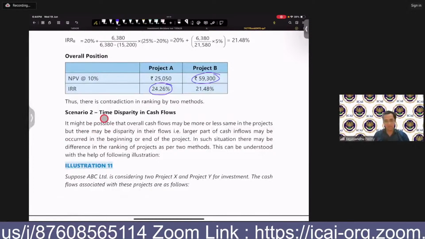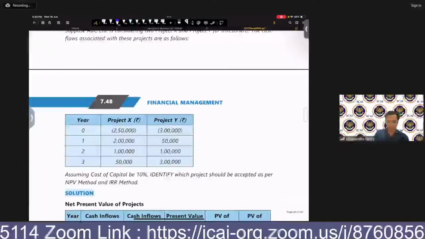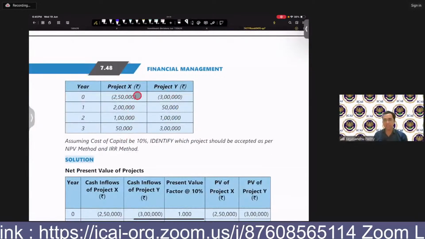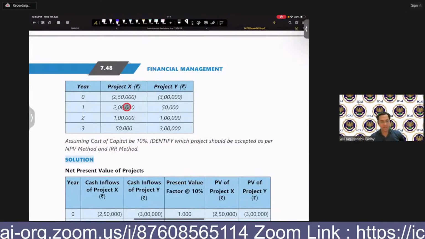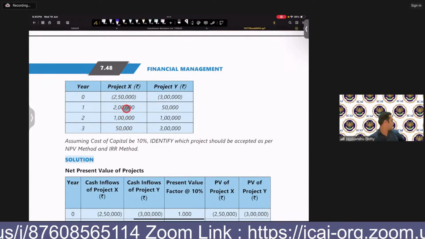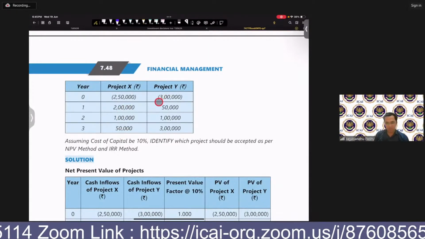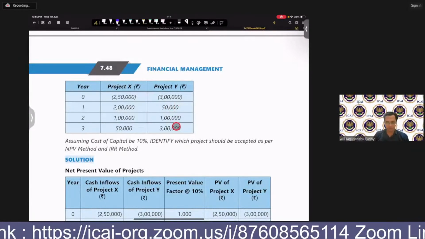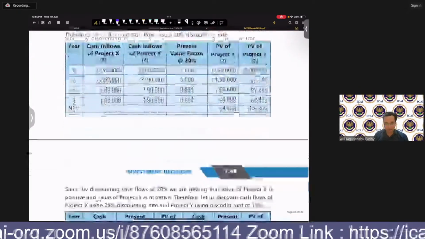Second is when there is a time disparity in cash flows. Time disparity of cash flows means, like, look over here. Project X, of course, there is a disparity in the initial investment, but more important to identify is the cash flows that are happening in years 1, 2, and 3. See, project X is giving me higher cash flow in initial years and lower cash flows in subsequent years. Project Y is giving me lower cash flows in the first year and higher cash flows in the subsequent years. And then we are going to calculate the NPV and IRR. Let's have a look at what the final result is.